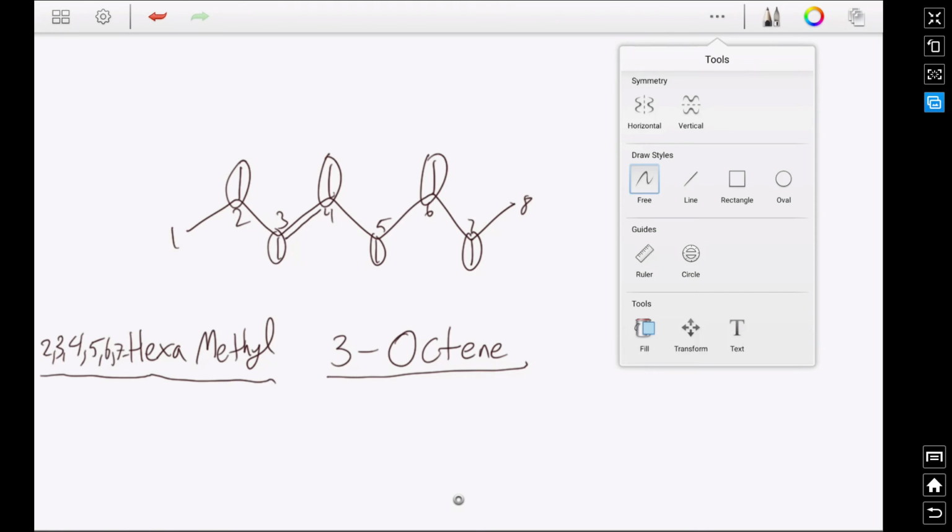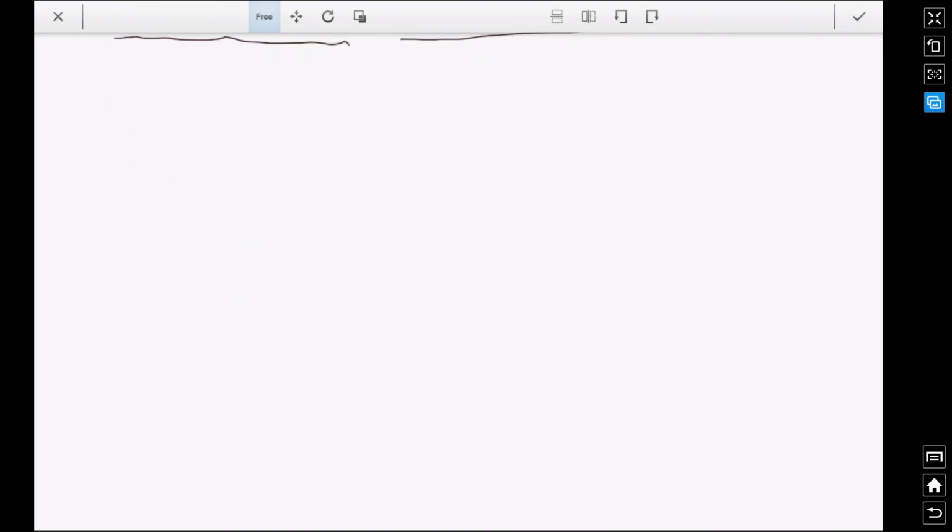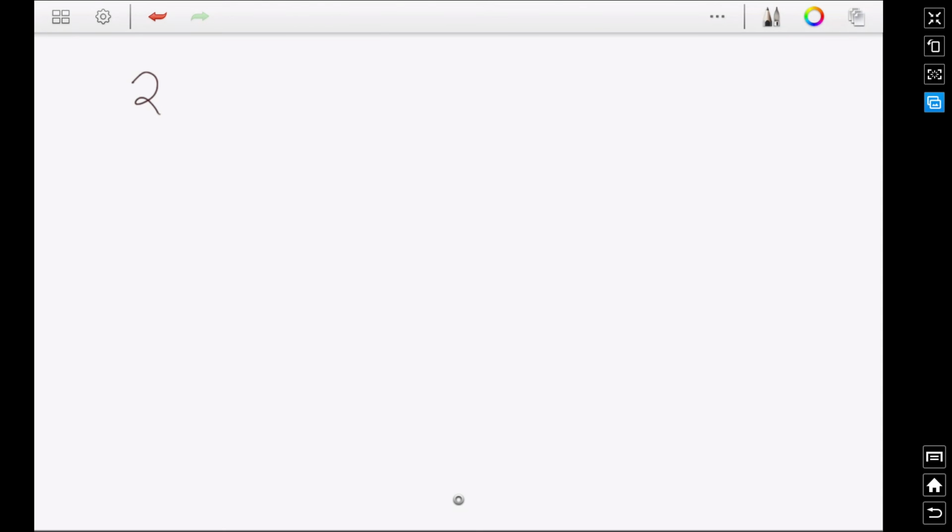Let's go backwards. I have an example of going backwards. Let's say I give you a name and then we can write it. So let's say I give you the following name: 2,2-dimethyl, then I have a 4-pentene. Or pentyne? Let's go with a pentyne. There we go. Okay, so 2,2-dimethyl 4-pentyne.